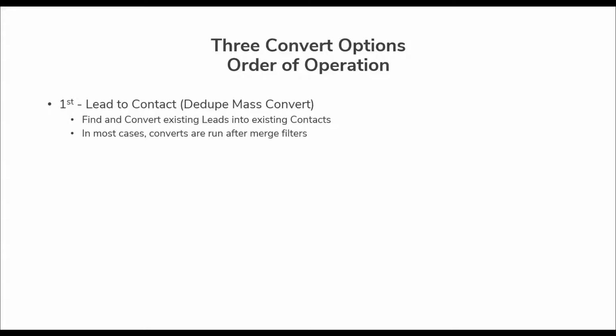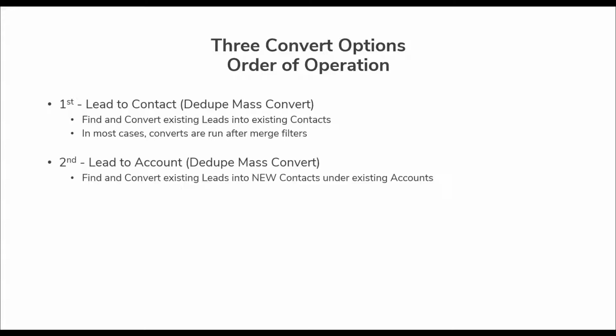All right, and then the second order of operation would be your lead to account dedupe mass convert. And we'll be covering that today. What this particular filter does is it will find and convert existing leads into new contacts under existing accounts.